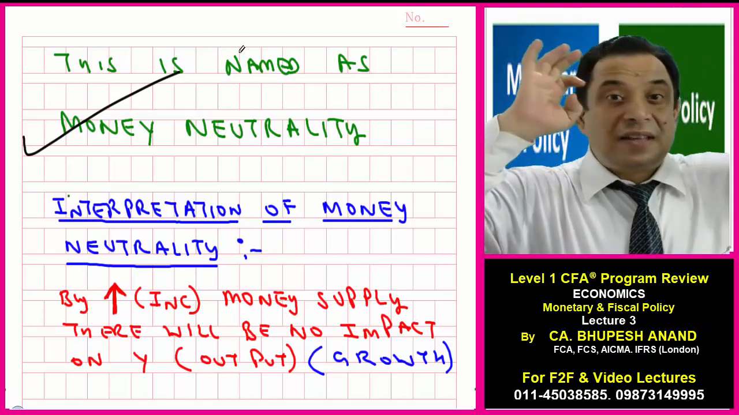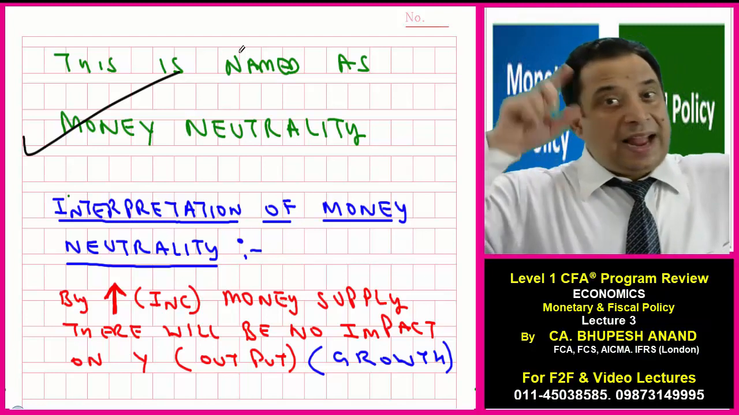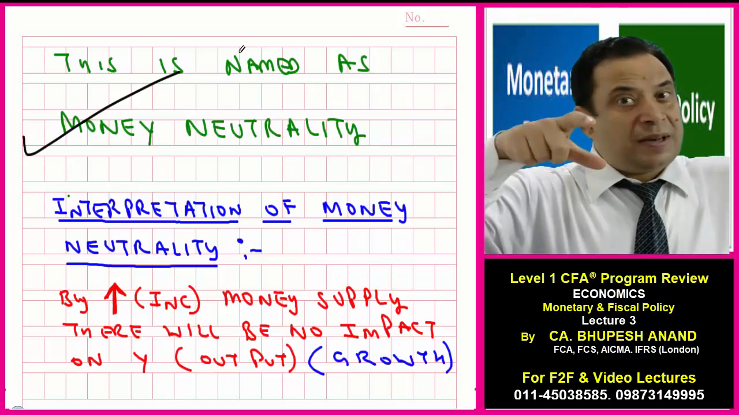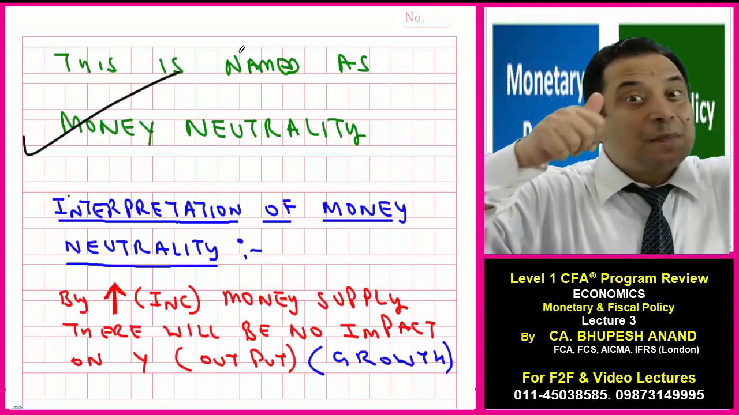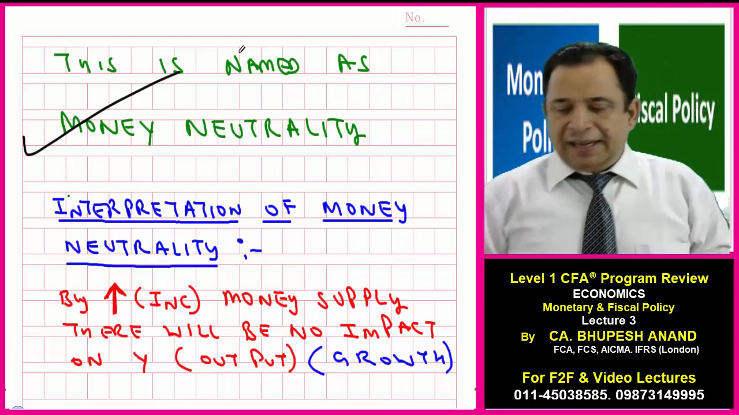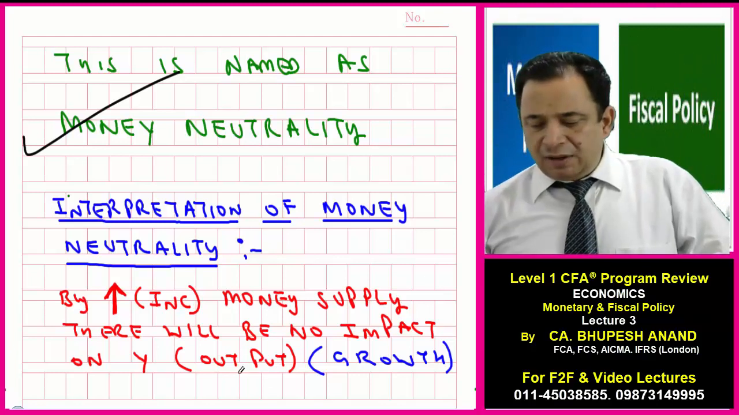It means with the more money supply, your prices will increase, inflation will be there, and by just increasing your money supply, you cannot increase your growth rate. So this is named as money neutrality. So write down the interpretation of money neutrality. By increasing money supply, there will be no impact on output or growth.